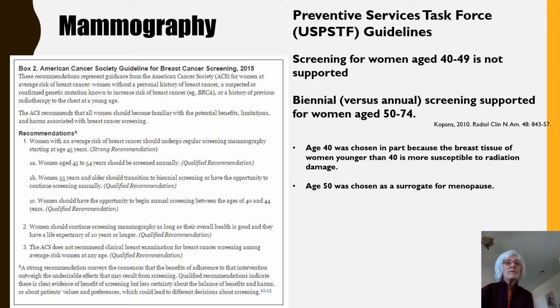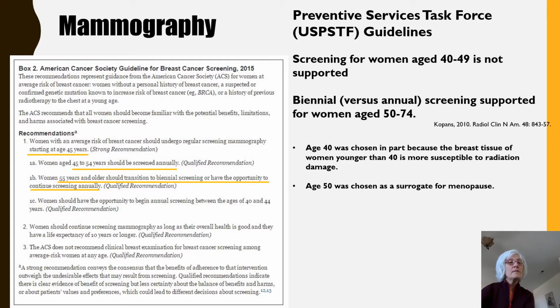When should you have a mammogram? So unfortunately, there are a couple of governing bodies that tell us different things. One of those is the American Cancer Society, and their guidelines are shown in that box on the left. The American Cancer Society suggests that women at the age of 45 have their first mammogram, and from 45 to 54 have a mammogram every year.